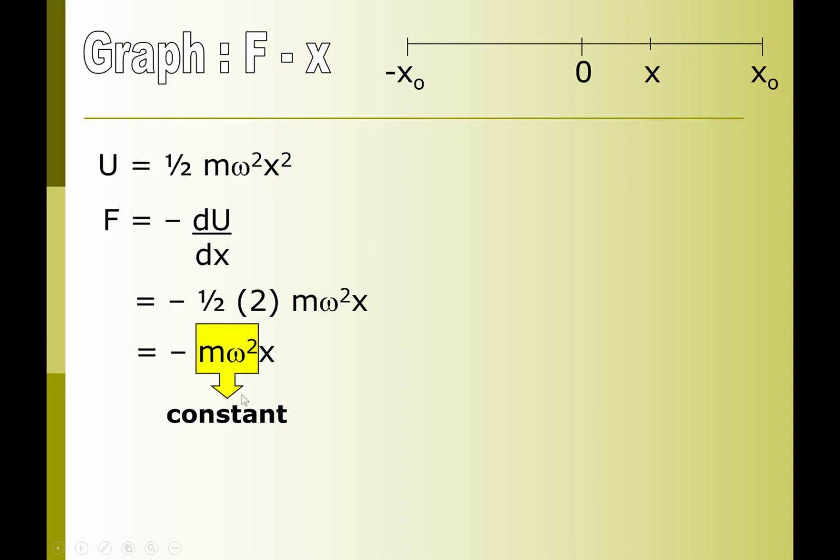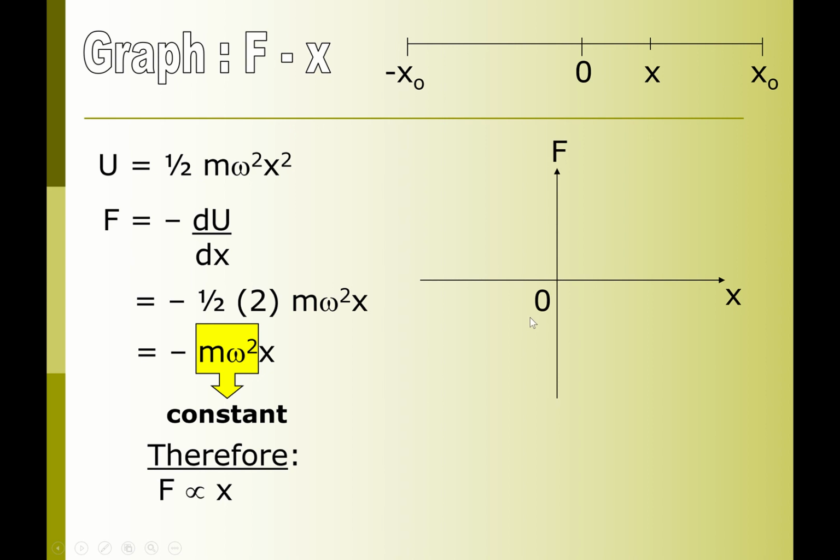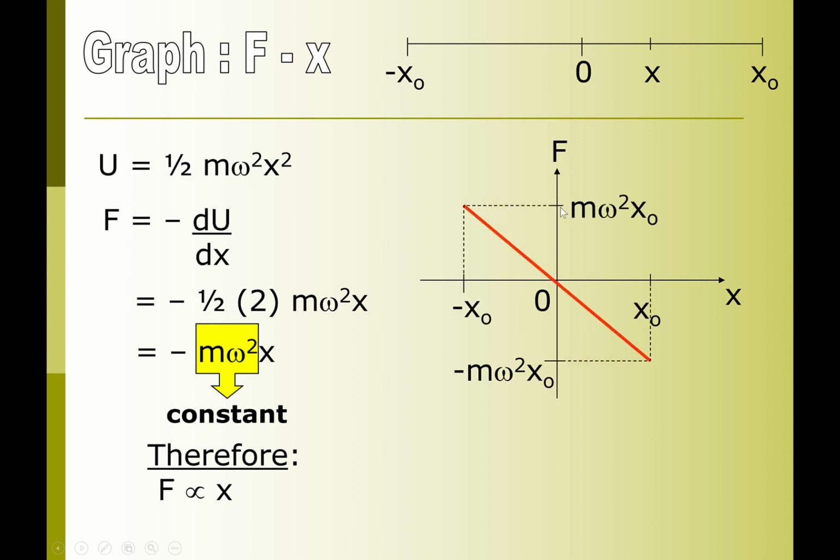So this m omega squared is a constant. From this equation, this means that F is directly proportional to x. So the graph is a straight line with a negative gradient. The maximum F, when we substitute x naught into the equation here, is m omega squared x naught. The minimum value of F will be negative m omega squared x naught. This is the maximum displacement and minimum displacement.